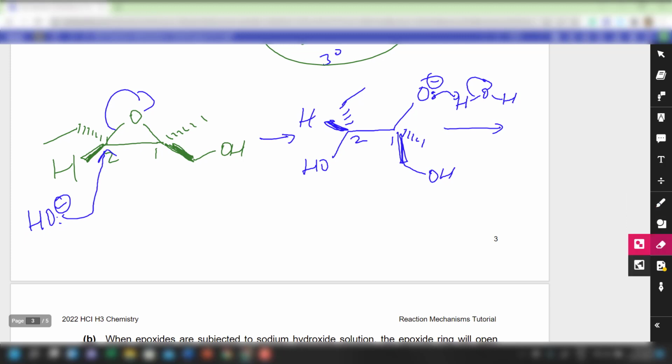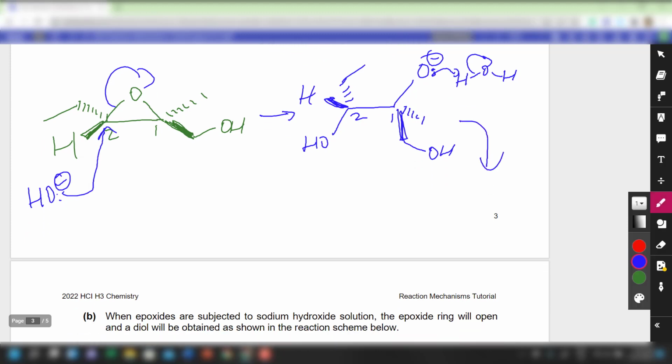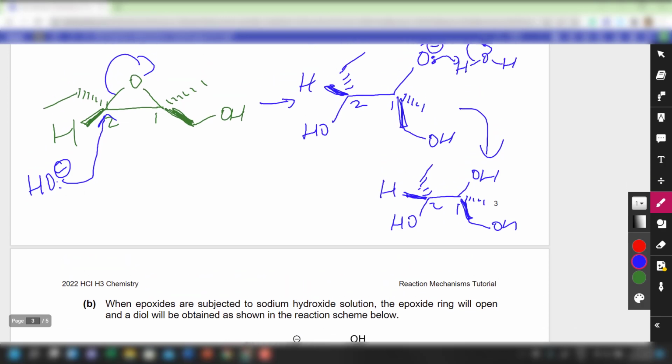Okay, I'm just going to draw it below because there's no space. Okay, like this. So I'm going to draw it like this. So this carbon 2, 1, OH, projecting in, projecting out, OH, in and out. Okay, so this is one product.